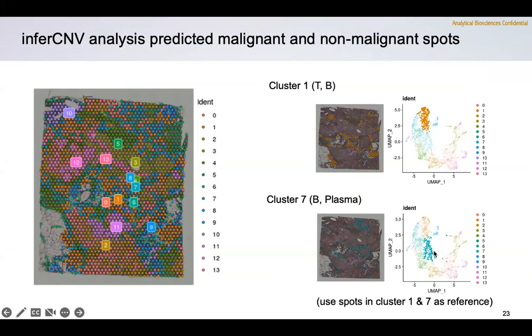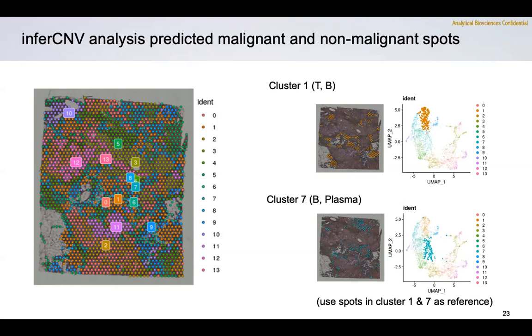We also use another approach to identify the malignant cells or tumor cells by inferred CNV analysis. Studies show that human breast tumors usually derive from changes in DNA copy number, and that's actually what the inferred CNV analysis does. It can estimate the copy number variation by looking at the relative gene expression intensity in the tumor cells and comparing it with normal cells.